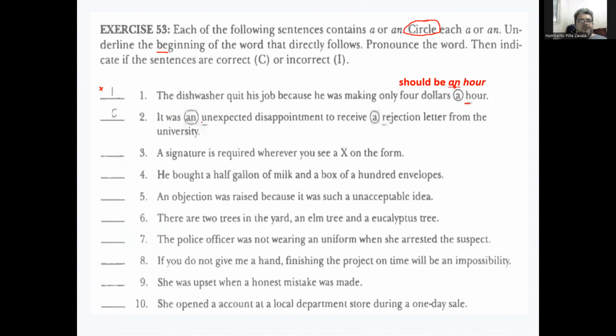It was an unexpected disappointment to receive a rejection letter from the university. All right, so unexpected, vowel sound, rejection, consonant sound, and no problem. Okay, so now you're gonna pause the video, complete the exercise. When you finish, you come back, and you're gonna check what you did. So I'll pause the video now.